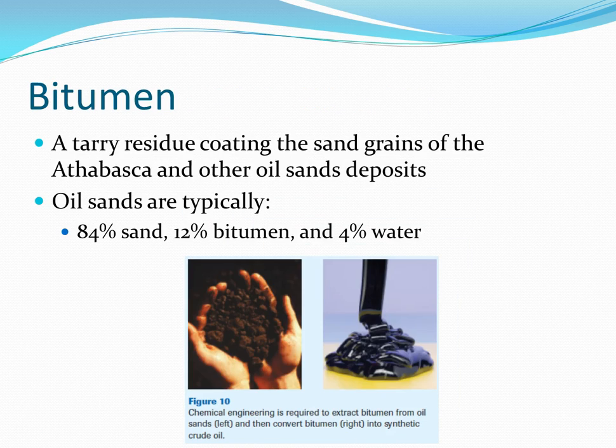Bitumen is a tarry substance that is found in the oil sands. Oil sands have other materials mixed in though, such as sand and water. Bitumen is the valuable material, so chemists study the most efficient way to extract the material from the oil sands.